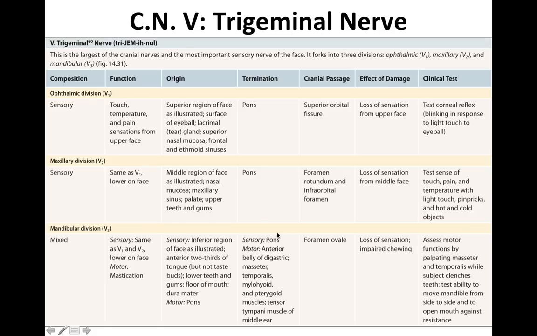For the motor division here of the mandibular branch, you find that it tends to actually run from the pons all the way up to muscles like the digastric, the masseter, the temporalis, the mylohyoid, and the pterygoid muscles. And this indicates here that this nerve is going to be pretty important in allowing you to chew. So it's trying to stimulate the movement of the jaw, both for elevation and depression, and then also that side-to-side lateral excursion. We also find that it innervates the tensor tympani muscle of the middle ear.